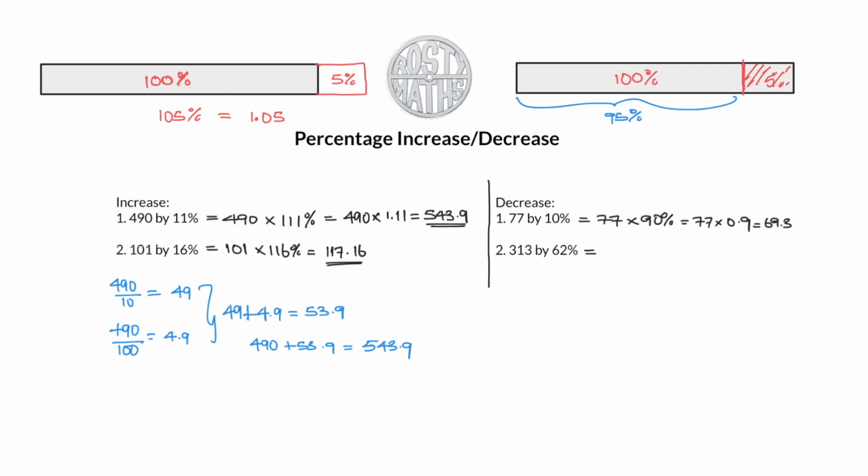We do the same thing down the bottom here. What we have to do is take away that 62% from 100%, because you are decreasing by 62. We know that that's going to be 38% left. So 313 multiplied by 0.38, which is going to give us 118.94. And that's the end of that.